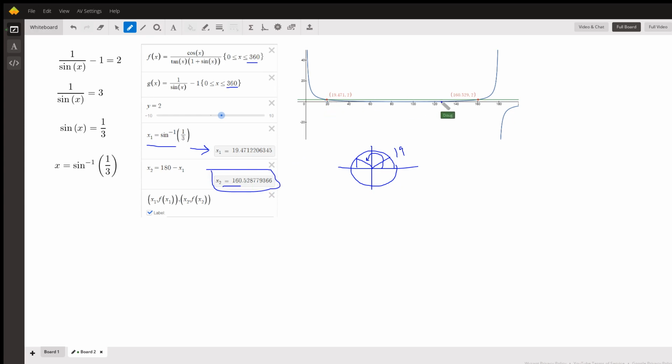There they are plotted on this graph. This is the line y equals 2. And that shows that these functions have a value of 2 at those points.